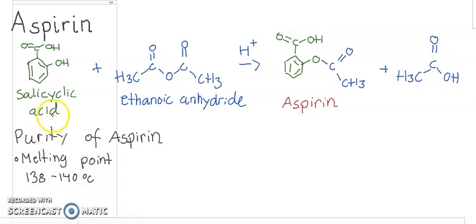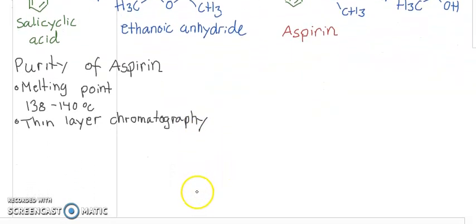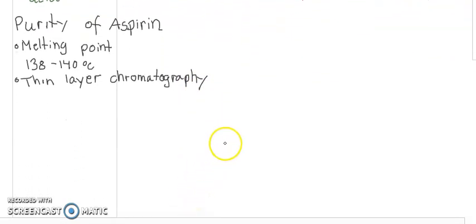The next thing we can do is to check for something called thin layer chromatography. Thin layer chromatography, it actually looks like this. It looks like a small paper.